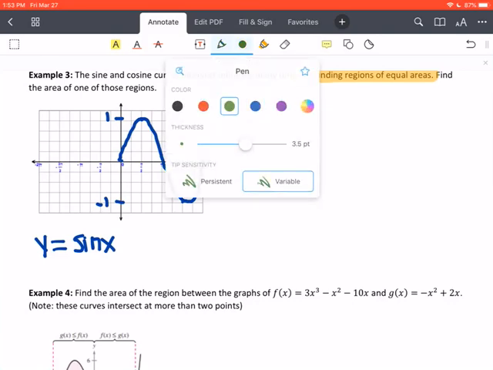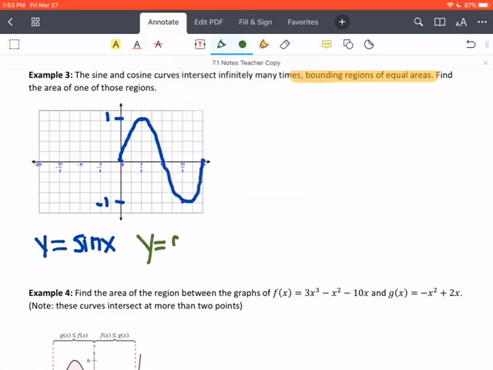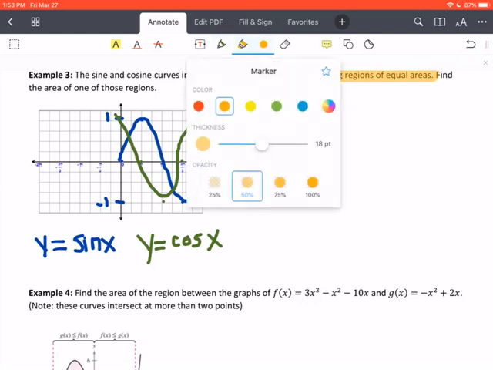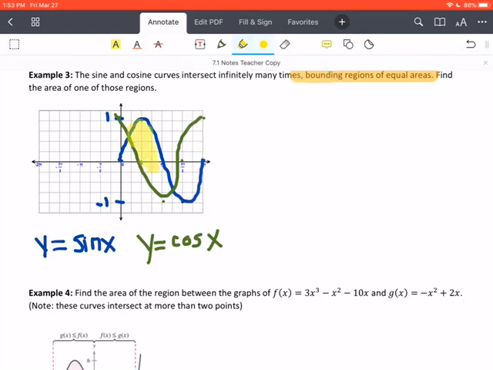Okay, now let's look at y equals cosine of x. For y equals cosine of x, we're going to start at 1 for 0, and then at pi over 2, we're at 0. At pi, we're at -1. At 3 pi over 2, we're at 0, and then at 2 pi, we're at 1. So now we can go ahead and connect those dots. Okay, that's going to be my graph there. Not perfect. And we can see that our goal is to find the area of this shaded region.